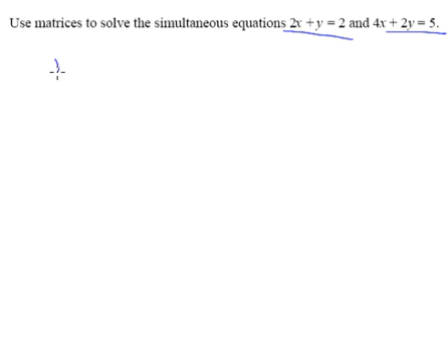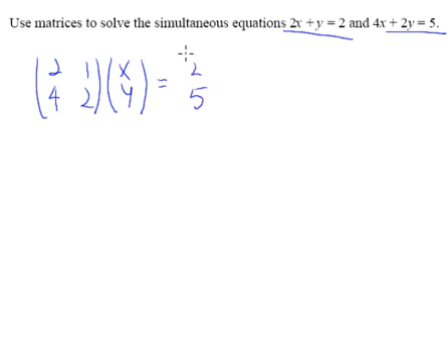So we have 2, 1, and here we have 4, 2, and of course we have x, y equals 2, 5. Now, one thing you have to be extra careful about is to look out for the fact that this has to be x and then y, because sometimes the question will swap the x and y. So you've got to be careful with that. Make sure that this is x y, x y, and this is x y.